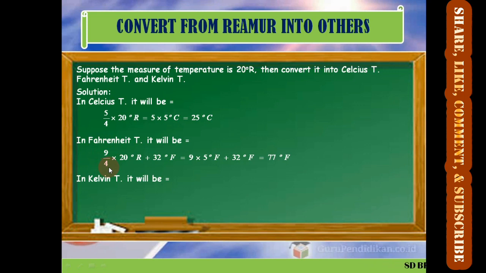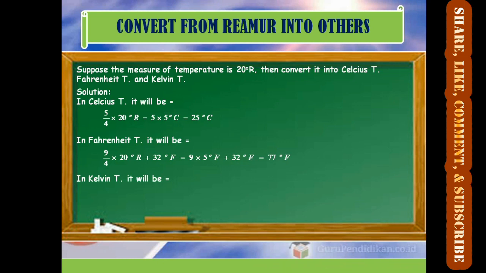And then multiply by 20 degrees of Reaumur thermometer plus 32 degrees of Fahrenheit thermometer. Why do we add 32 degrees? Because between Reaumur and Fahrenheit, they have different lowest values. The lowest value in Reaumur is 0 degrees, but the lowest value in Fahrenheit thermometer is 32 degrees. So that's why you have to add 32 degrees.